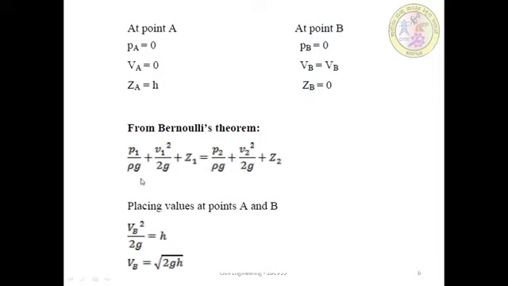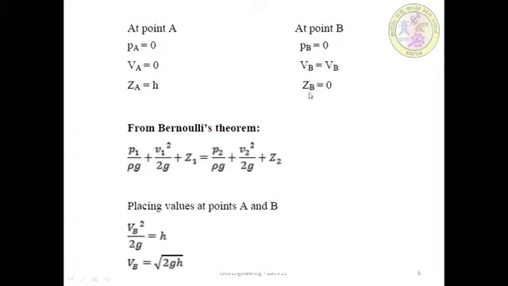Now according to Bernoulli's equation, the Bernoulli's equations at A as well as B are both constant. Let us say that A is position 1, and B is position 2. So according to Bernoulli's equation, we have P1 by rho g plus V1 square by 2g plus Z1 is constant, at the B point that is P2 by rho g plus V2 square by 2g plus Z2. Both are constant according to Bernoulli's theorem.